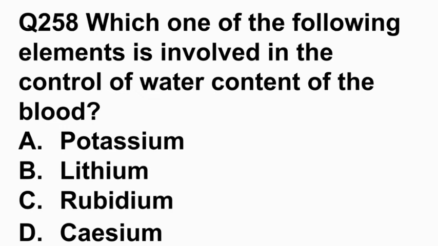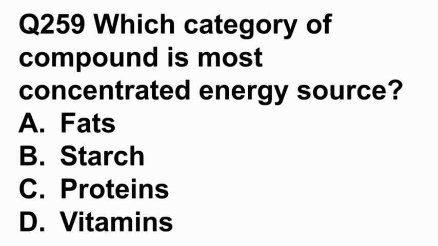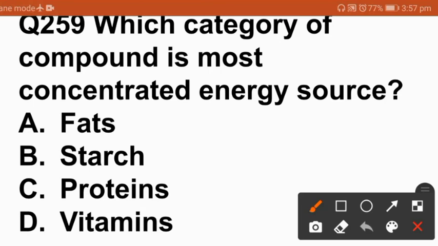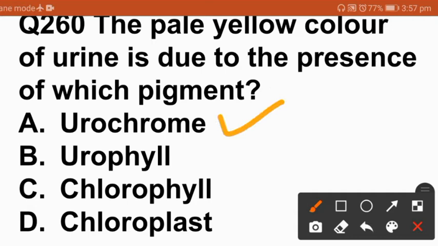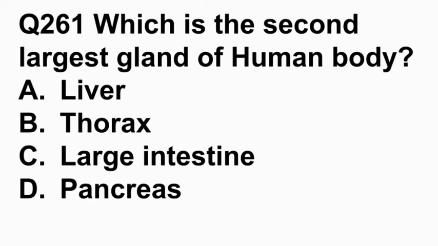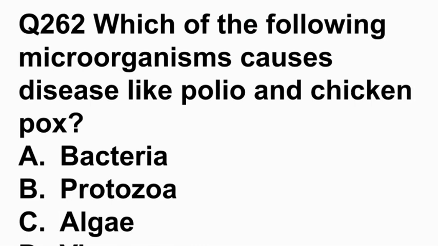Which one of the following elements is involved in the control of water content of the blood? A. Potassium. Which category of compound is most concentrated energy source? A. Fats. The pale yellow color of urine is due to the presence of which pigment? A. Urochrome. Which is the second largest gland of human body? D. Pancreas.